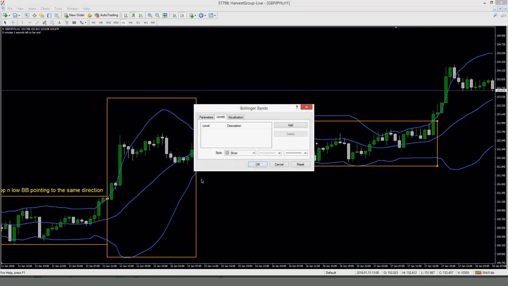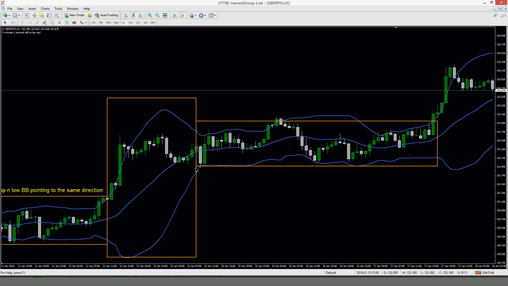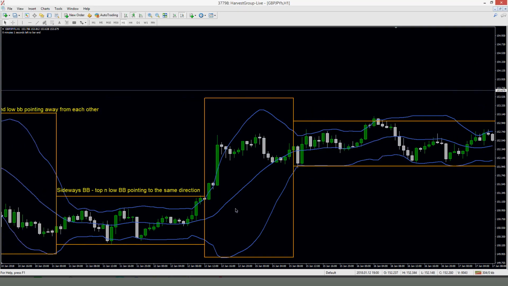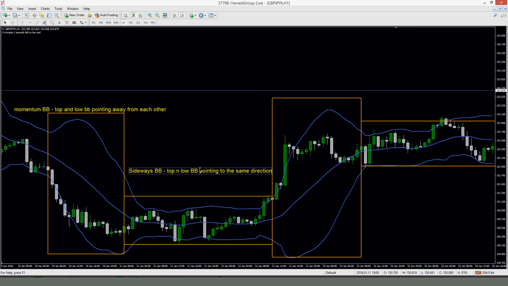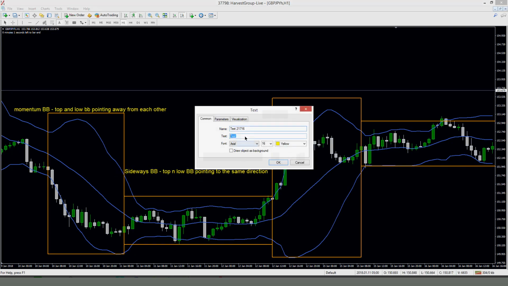So let me just close this. The most important thing about sideways blinker band is we need to tell ourselves that every time a candle breaks or rejects top or low BB, it's going to go back to middle BB. Let me just write it down.